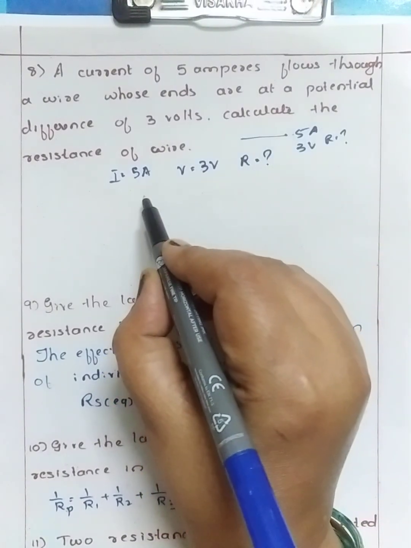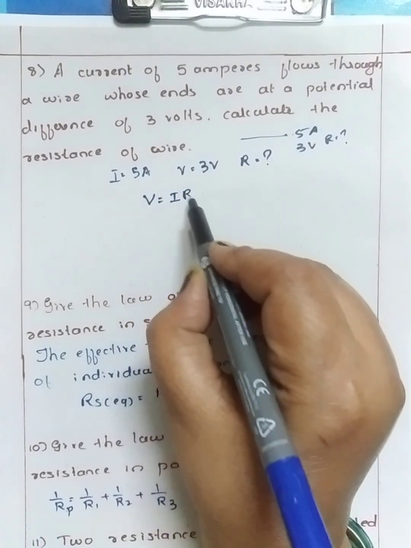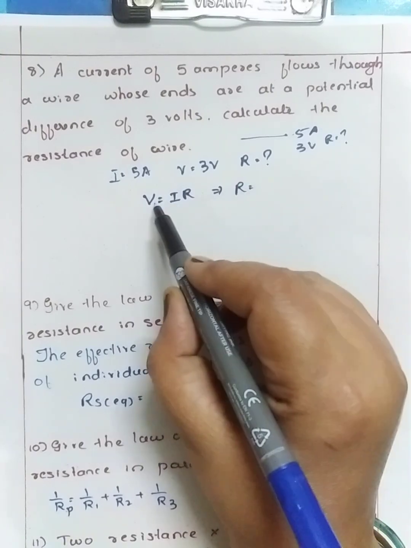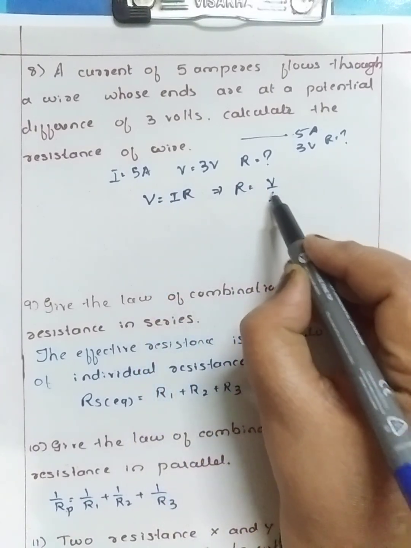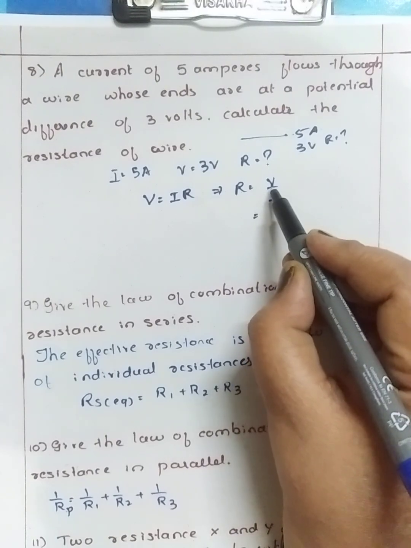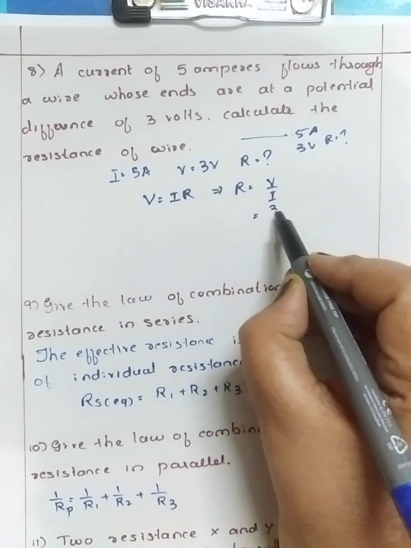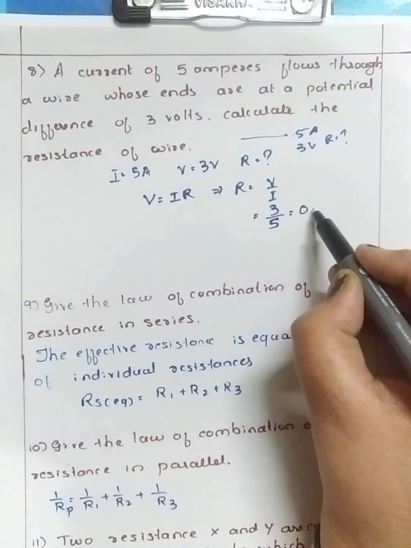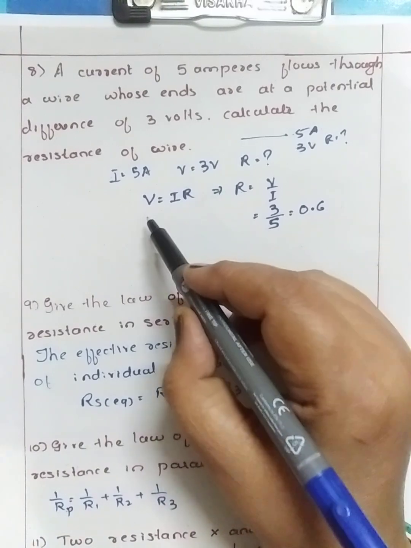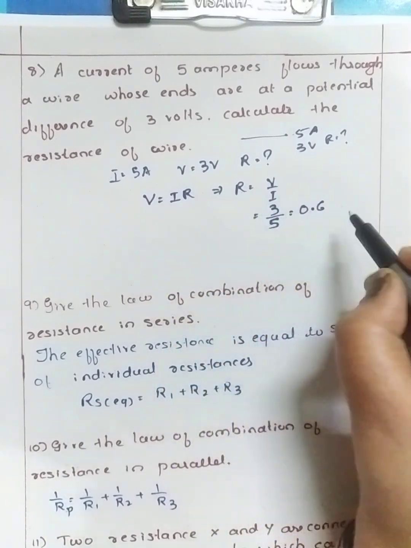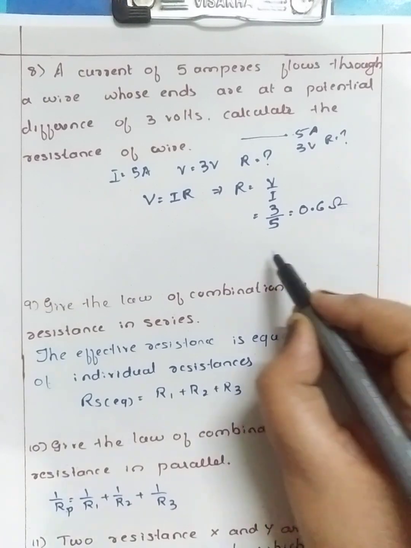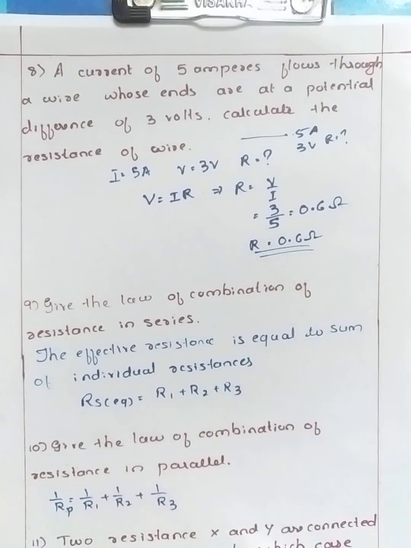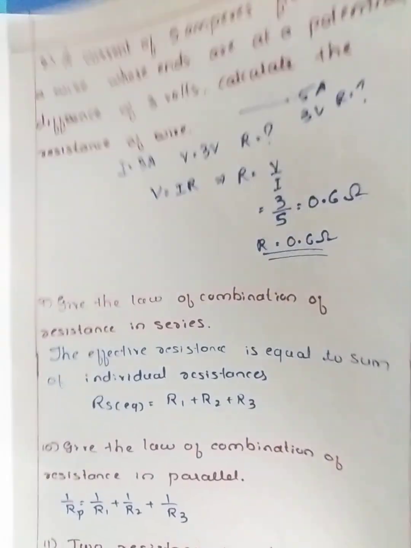Again, by using Ohm's law, V equal to IR. Here you have to calculate R. So that is R equal to V by I. Now substitute value of V and I. So V is 3 and I is 5. So when you simplify this one, we will get 0.6. That is the resistance formula. Resistance unit is ohm. So resistance is 0.6 ohms. This is the answer. Next question is 9th one.